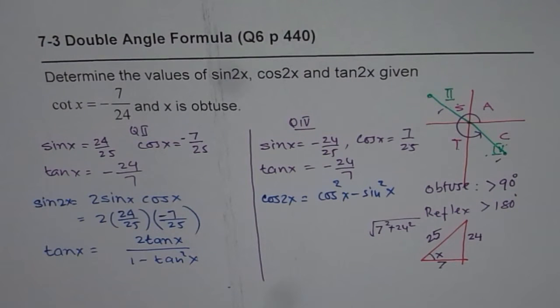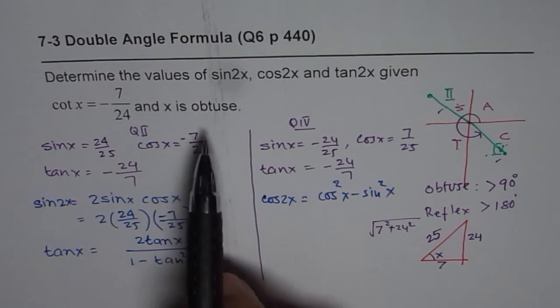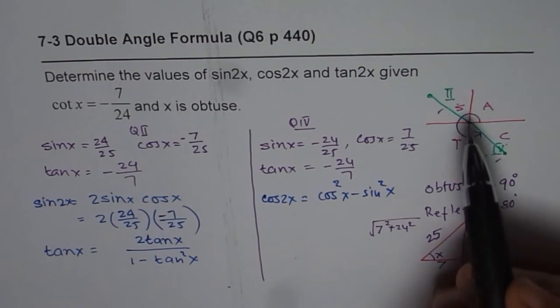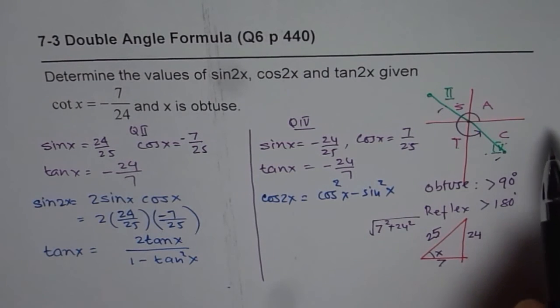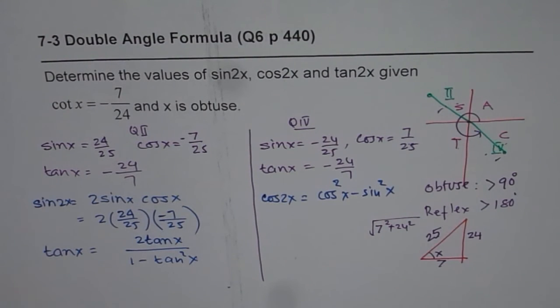I hope that helps, right? So the important thing here is we are not very clear when we say obtuse. Is it only quadrant 2 or is it both? So to be on the safe side, you should do both quadrants 2 and 4, or ask your teacher, right?